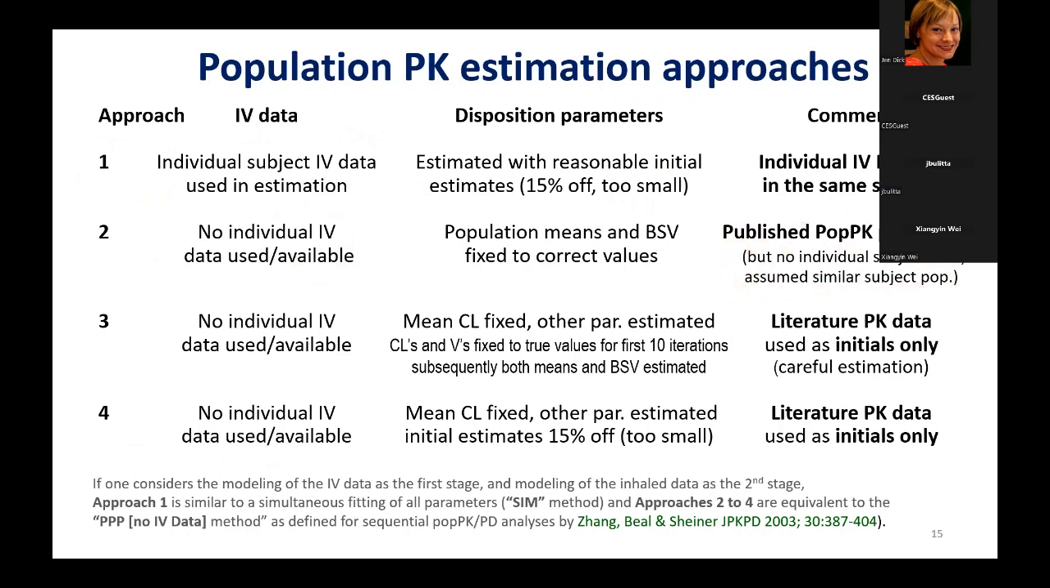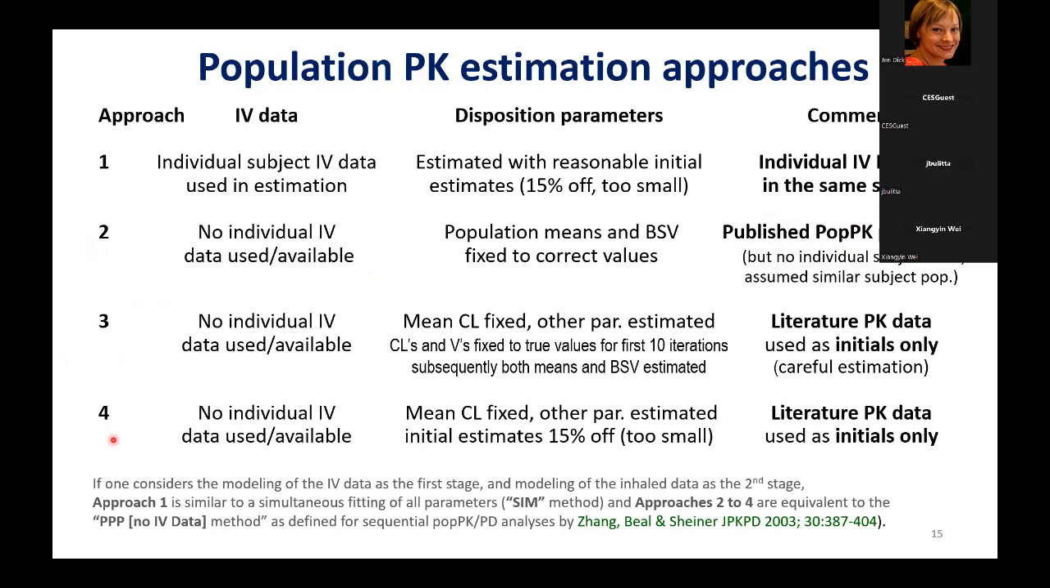But here we only inform the model at the population mean and between subject variability level. We do not provide individual subject level data. So this is the second best thing you can do. And then in approach 2, we fix the alpha, beta, and gamma half-life from IV drug disposition.